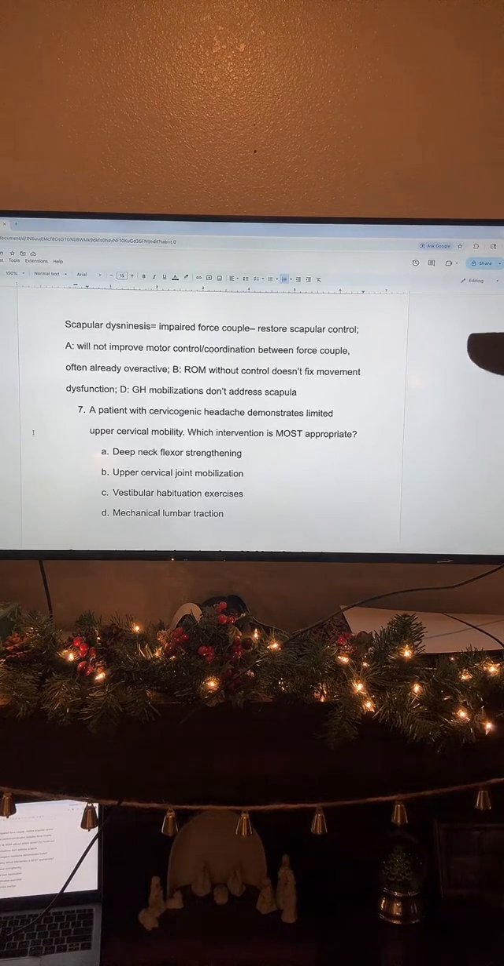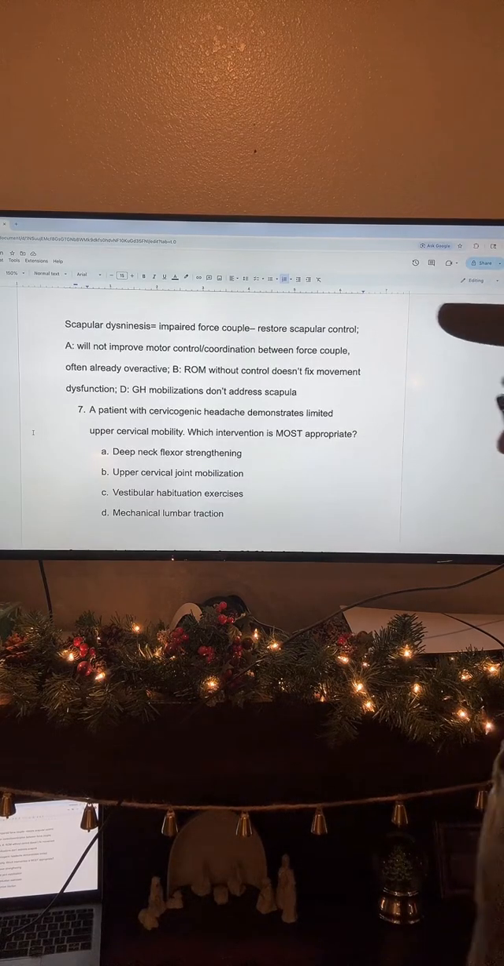A, deep neck flexor strengthening. B, upper cervical joint mobilizations. C, vestibular habituation exercises. Or D, mechanical lumbar traction.